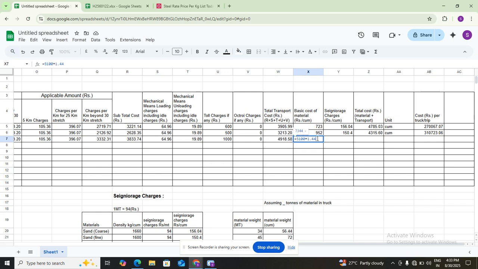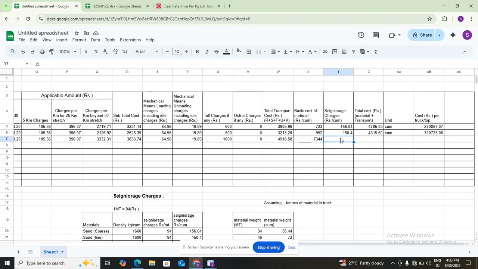This is 1,440. I converted 1 ton as 5,100 divided by 1,000, that is 1.44 ton. I am changing to meter cube only. This is 7,344 per meter cube. This is rupees 7,300 per meter cube as well.